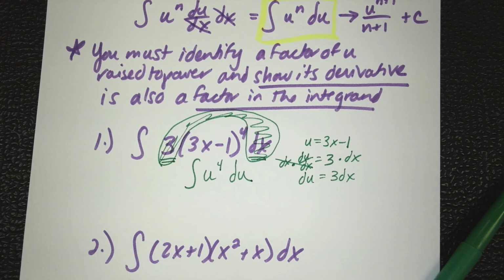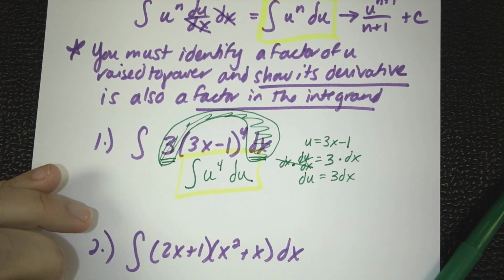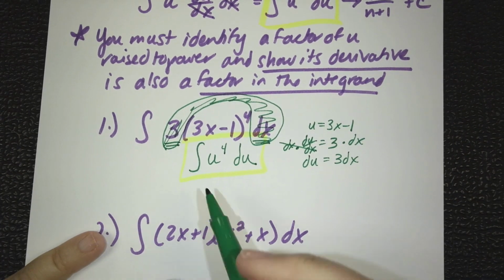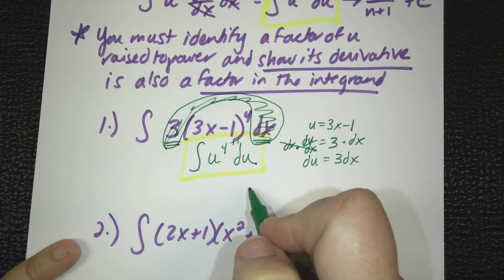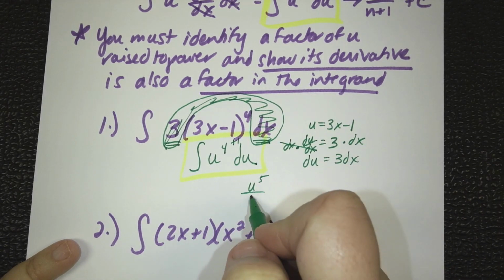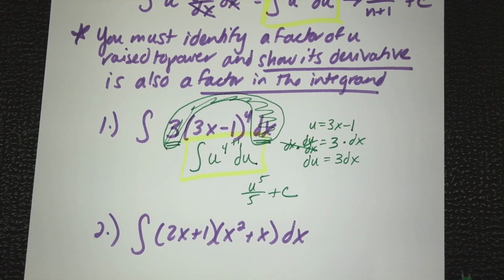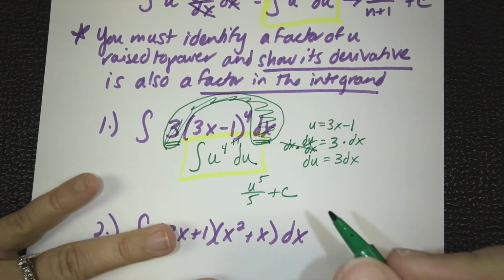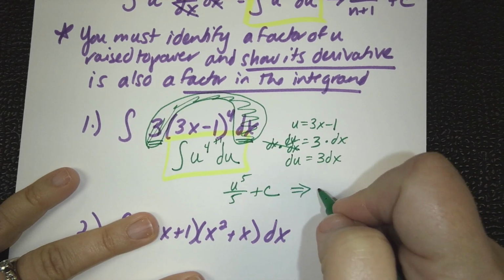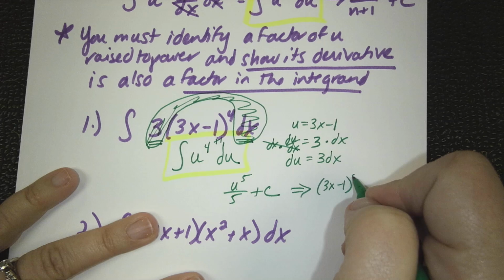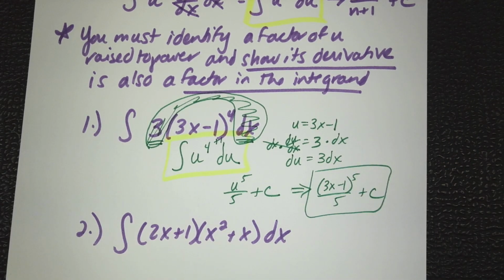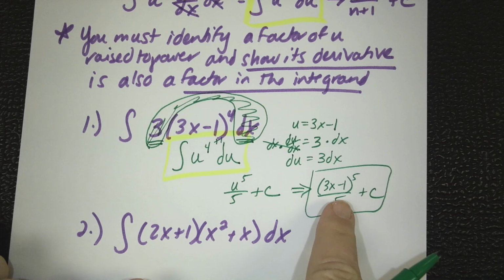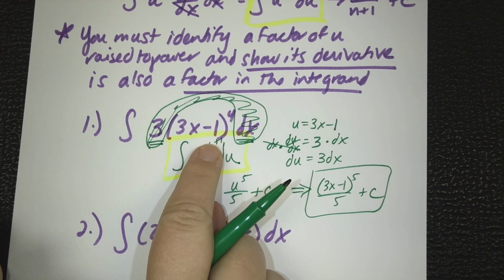Once I make it look like that, I can now take a power rule. And what does the power rule say to do with that 4? Add 1, so you get u to the 5th over 5 plus c. And then guess what you can replace it now with? 3x minus 1 to the 5th over 5 plus c. That was the original function. If I take a derivative of that, I would get this.